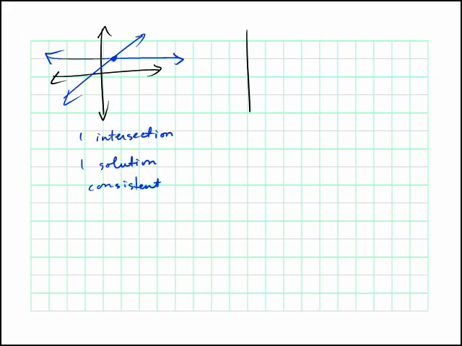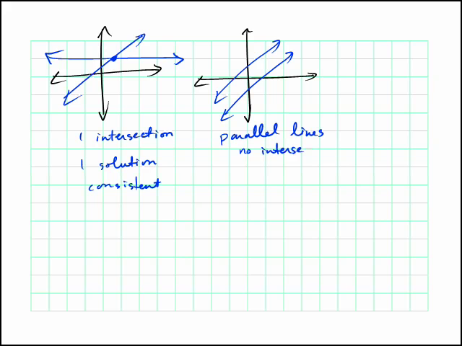The other case that we just saw is it is possible that your 2 lines could be parallel to each other. Parallel lines, no intersection, therefore the system will have no solution. We call this sort of system inconsistent.